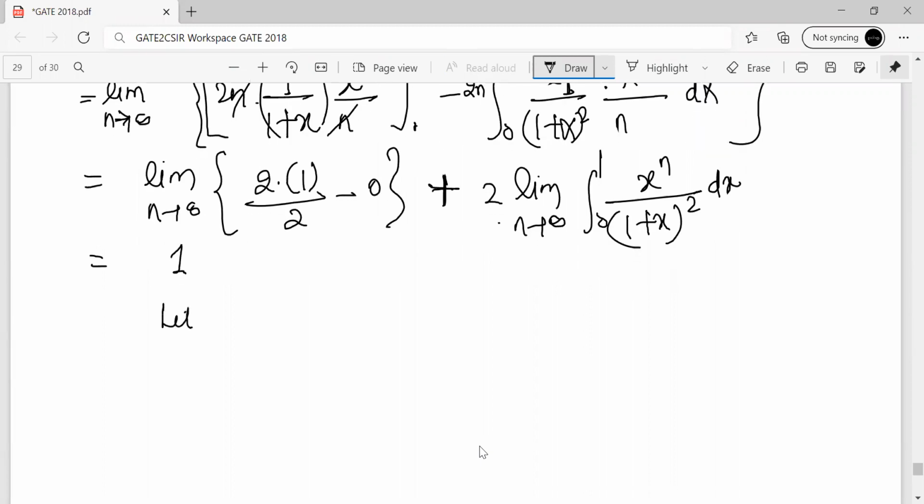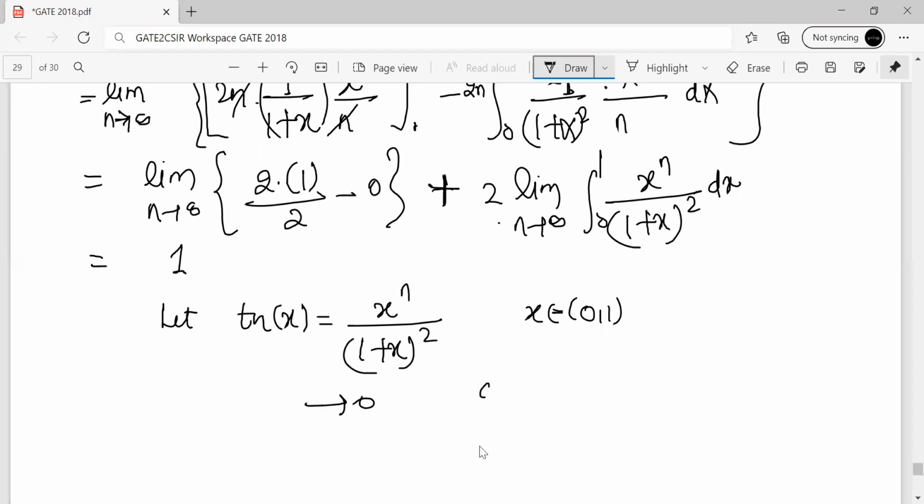Okay, so suppose this is my fn of x. That is nothing but x power n over 1 plus x square, and x belongs to 0 to 1. Since x belongs to 0 to 1, this quantity right here is uniformly convergent to 0. So as n tends to infinity, the limit of fn of x is equal to 0.